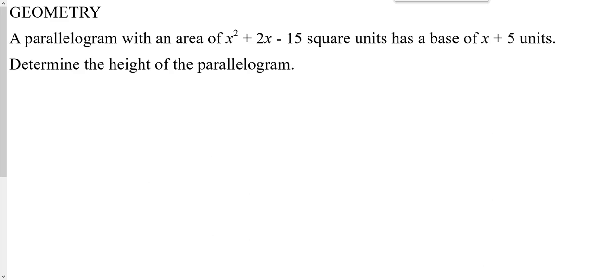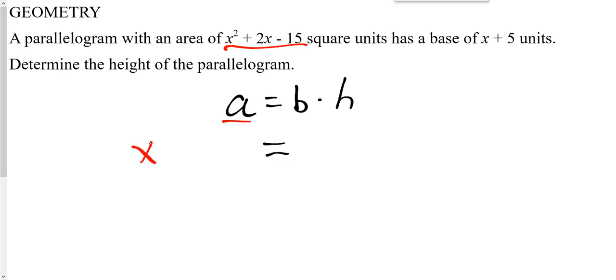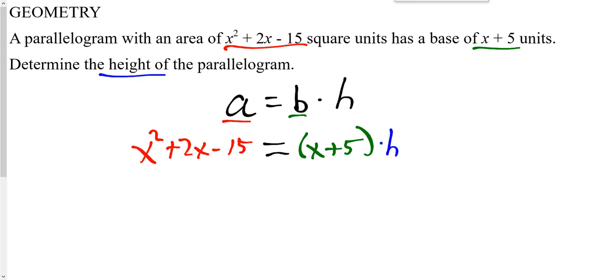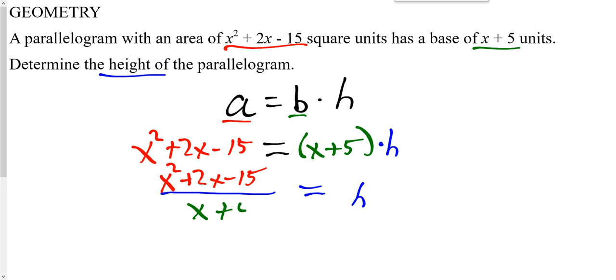We have an area of a parallelogram, which area is base times height. Now, we're told that our area is an x squared plus 2x minus 15. We are told that our base is this, and we are trying to find our height. Well, to get h by itself, all I have to do is to go ahead and divide by what h is being multiplied by.